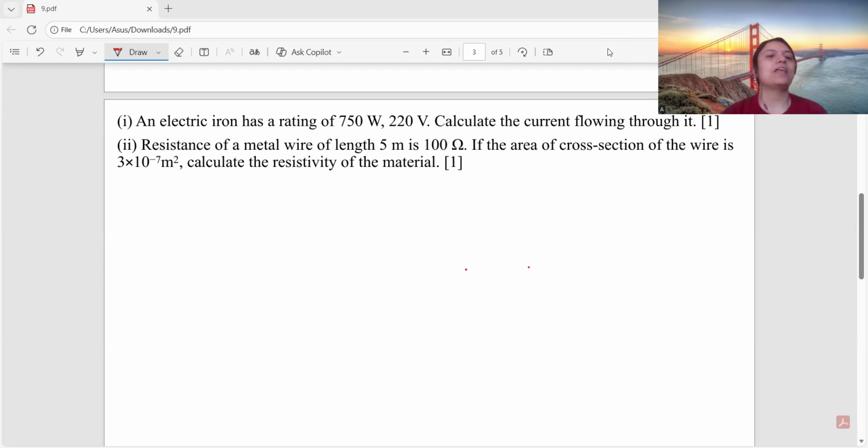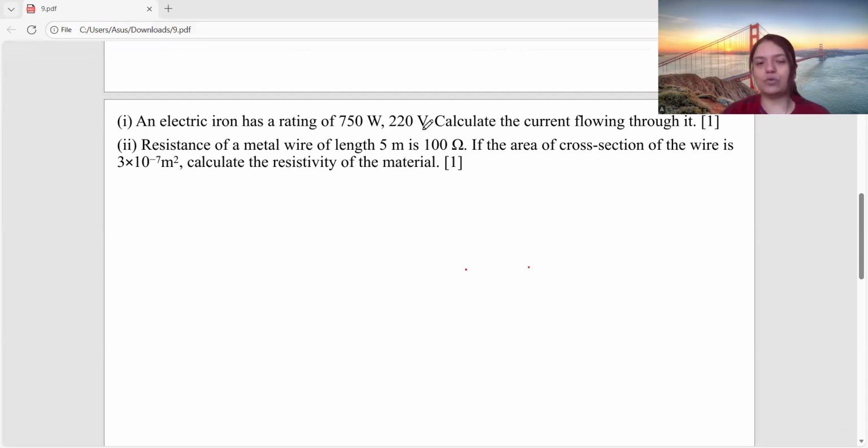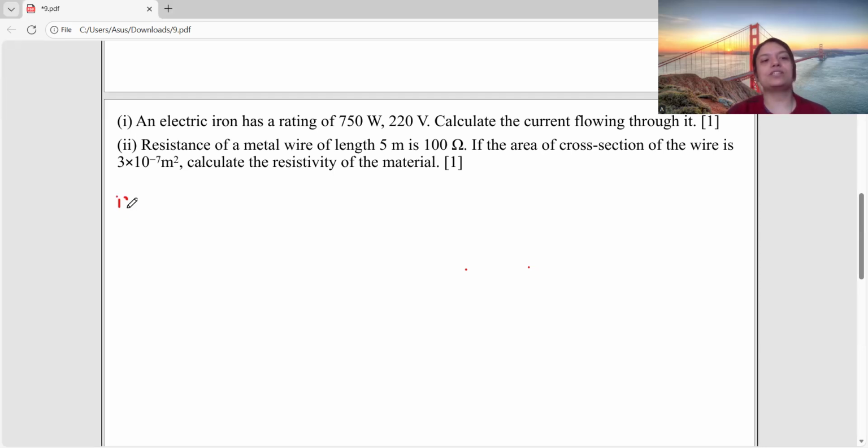Let's get started. So today we will continue with the Section C questions, which are 1 mark each, part questions. An electric iron has a rating of 750 watt, 220 volt. Calculate the current flowing through it. We have done numerous problems related to power. If you have doubts in these questions, you can go through the videos in the playlist and you can pause the video and try this question by yourself. So how do we do the first question?